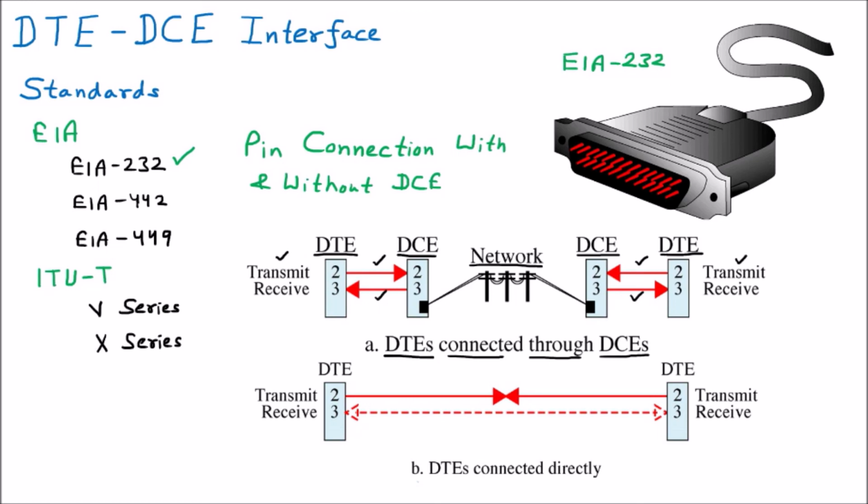The next is diagram B, where DTEs are connected directly. Let us suppose that no modulator or demodulator is required. In that case, we can connect both DTEs together. So two DTEs can work together, transmitting and receiving both ways. They can send the data and they can receive the data in both ways. So that is also a possibility.